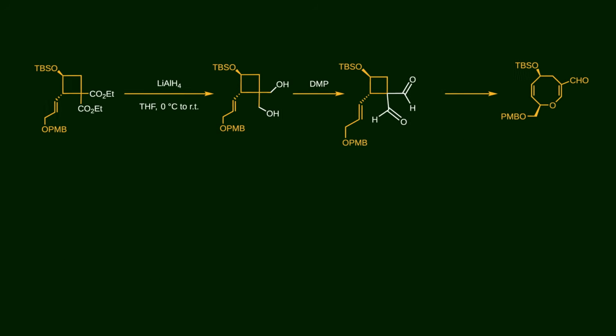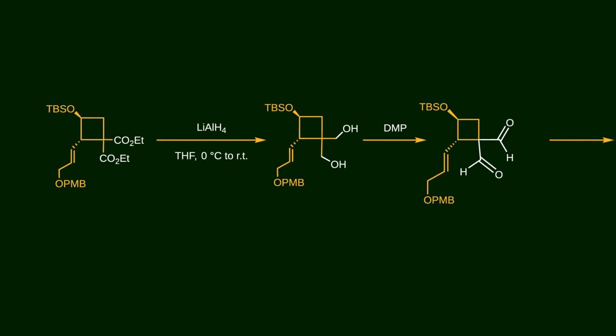In the next step, this intermediate undergoes reduction by lithium aluminum hydride and then oxidation by Dess-Martin protocol to produce the dialdehyde intermediate. This is because there is no reagent for direct conversion of an ester to an aldehyde.